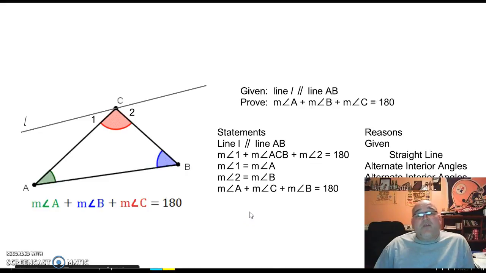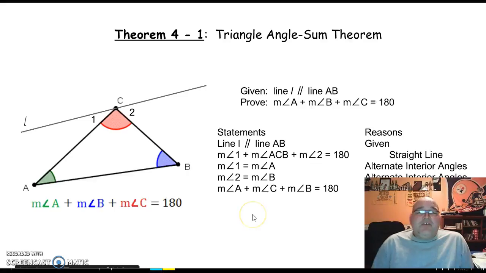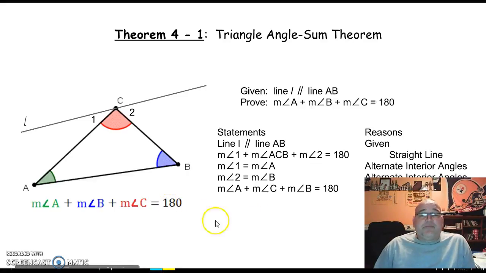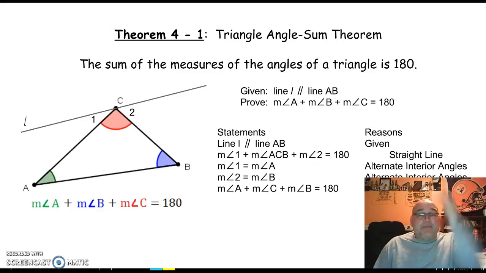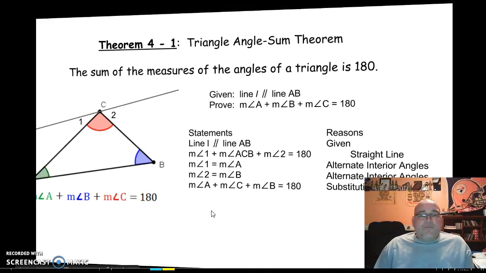This is such a powerful thing that we give it a name. That is the triangle angle sum theorem. The sum of the measures of the angles of a triangle is 180 degrees. Very, very important. We use this a lot. Any triangle, the sum of the measures of the three angles is always 180 degrees. Let's move forward.